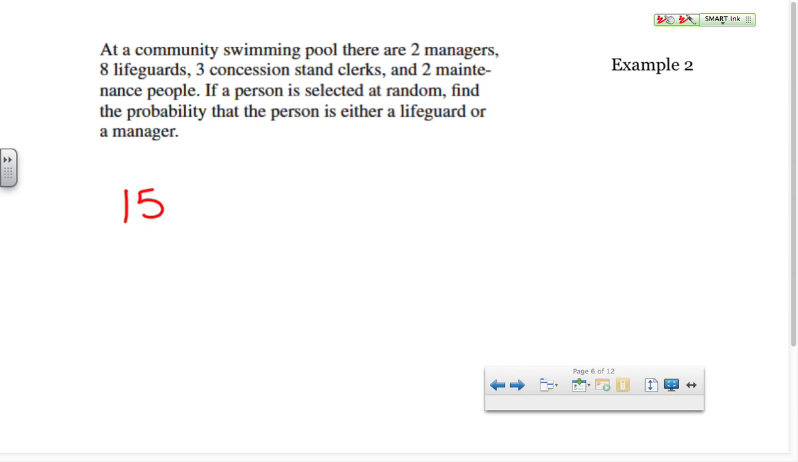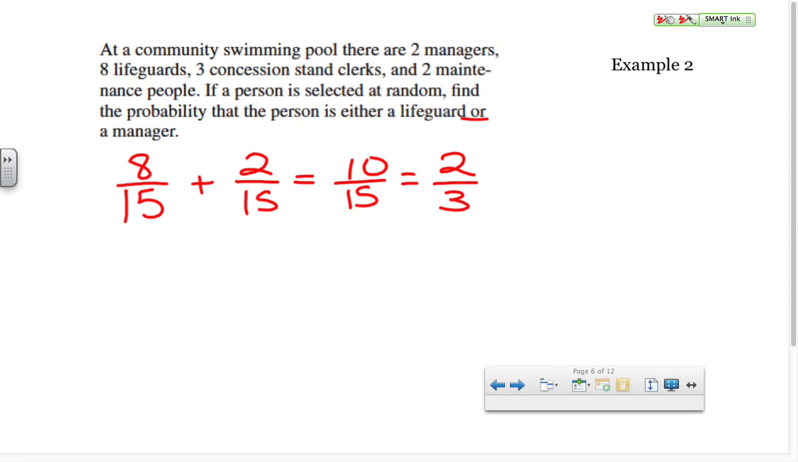If we want to find the probability that somebody is a lifeguard or a manager, that means we're going to add the probabilities together. So I have 8 lifeguards, and then I also need to find managers. I have 2 managers. And since we're trying to find the probability of 1 or the other of these events happening, we add them together, and I get 10 out of 15. If I reduce that, I end up with 2/3. That is my probability that if I were to pick a person at random, I would end up with a lifeguard or a manager.